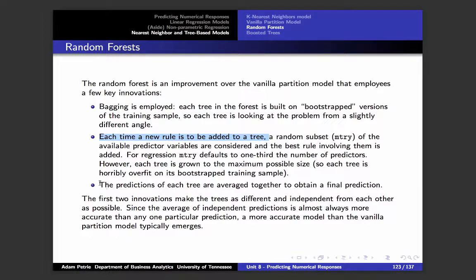But at the end of the day, once we average together all the predictions of each of the individual trees, it actually turns out we come up with a stronger estimate than just the vanilla partition model. In fact, the random forest model is the benchmark for most data mining competitions because it is so easy to use. Even this tuning parameter, mtry, the number of predictors you're choosing at random to base your new rule on, so when you're making a new rule for a tree, it's not all that sensitive to this tuning parameter, and so you can just pretty much go with the defaults. The number of predictors divided by 3 is the default here, and you come up with a pretty good model.